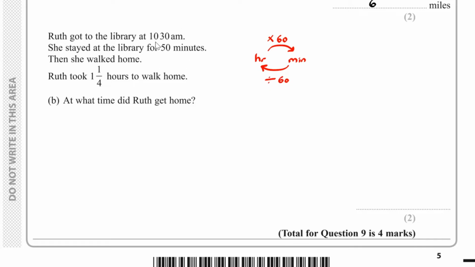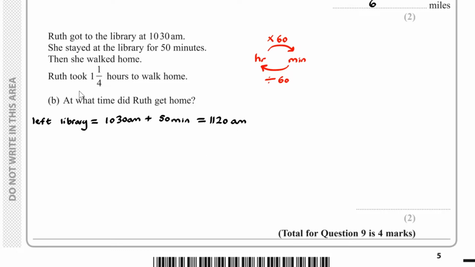Now, if she got to the library at 10:30 a.m, we can find out what time she left the library if she stayed for 50 minutes. So she left the library at 10:30 a.m. plus the 50 minutes. Turns out she left the library at 11:20 a.m.